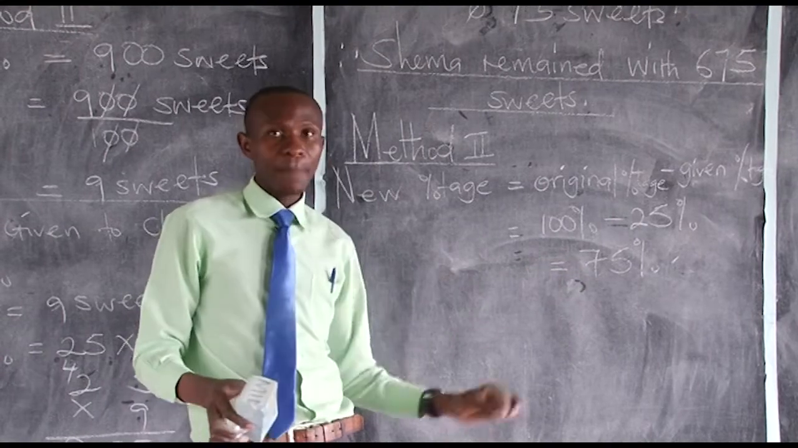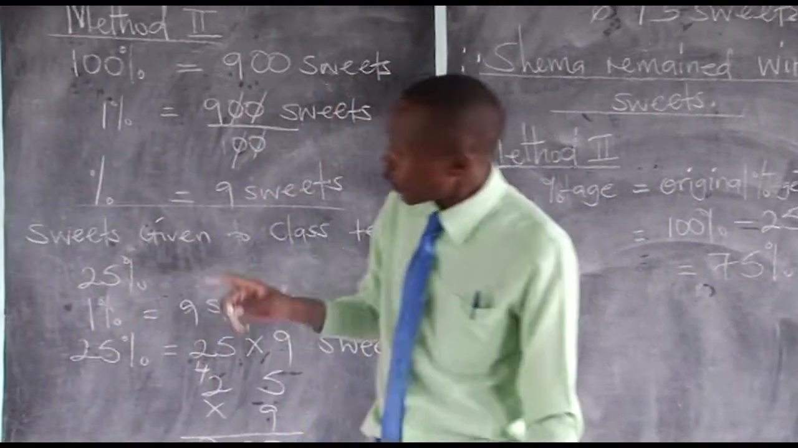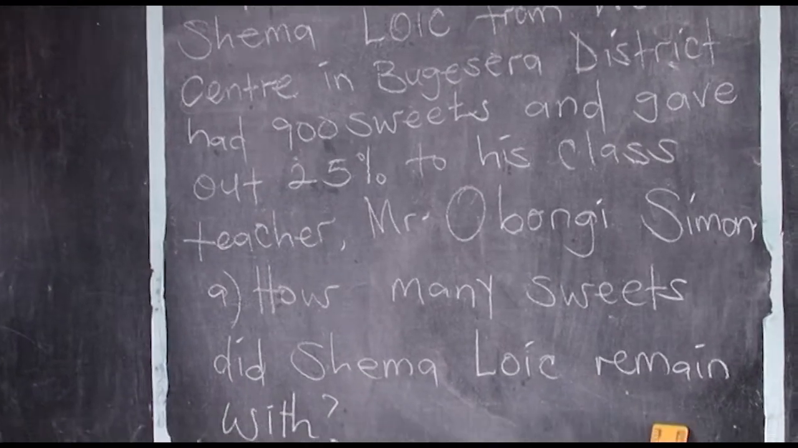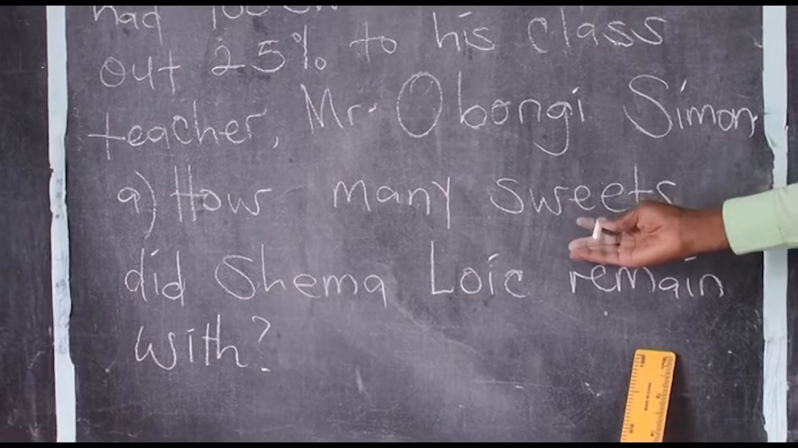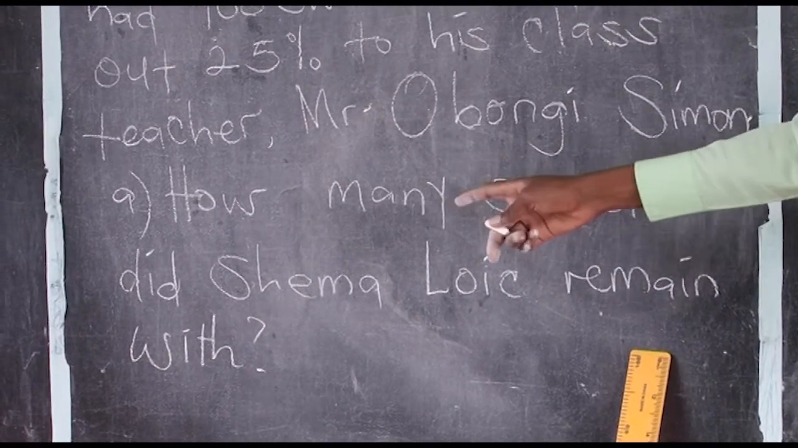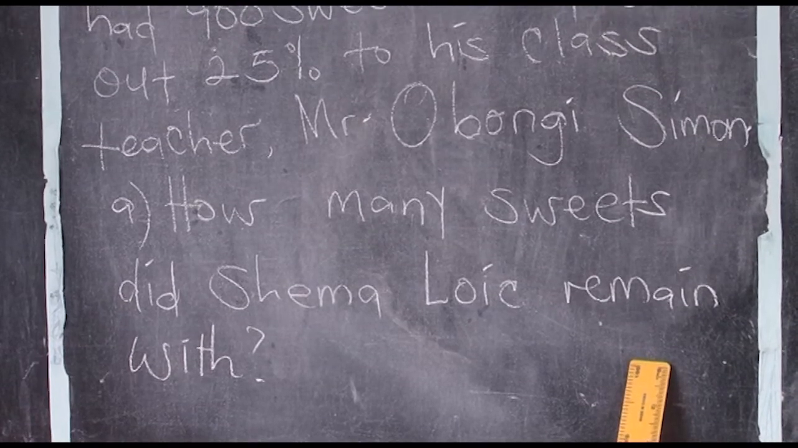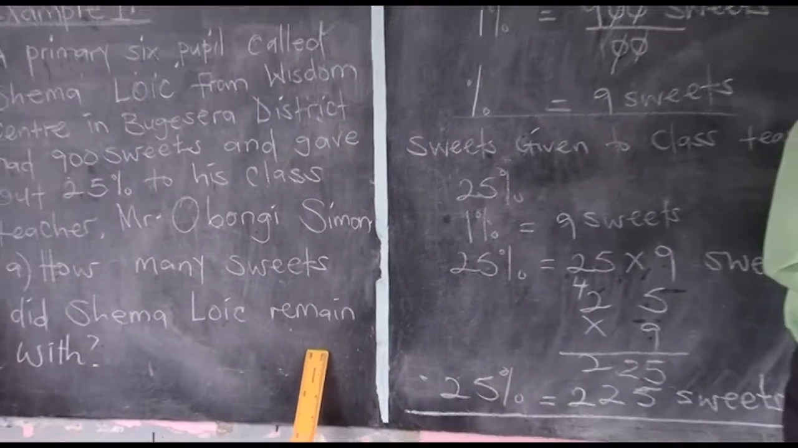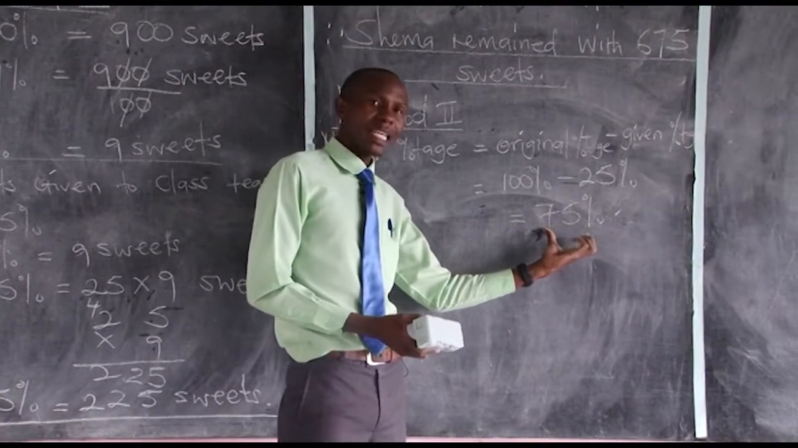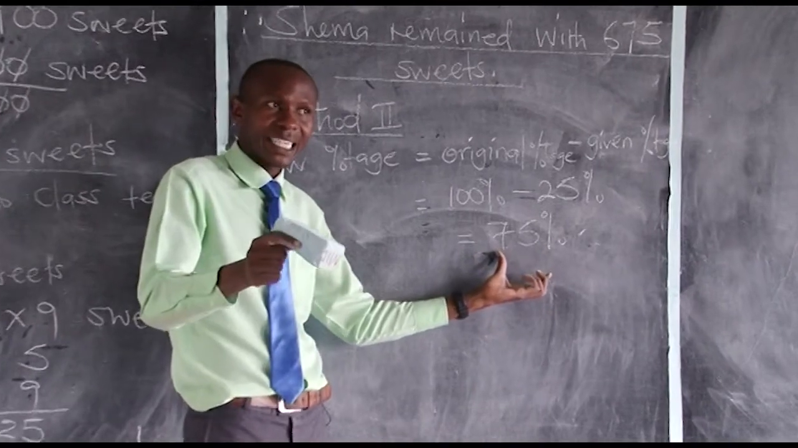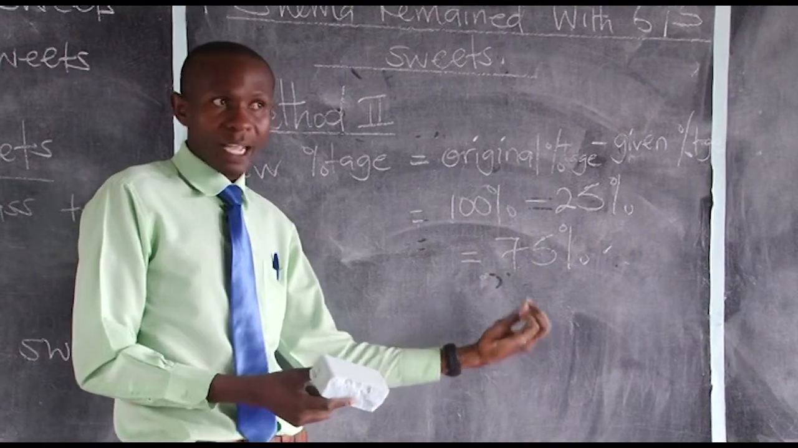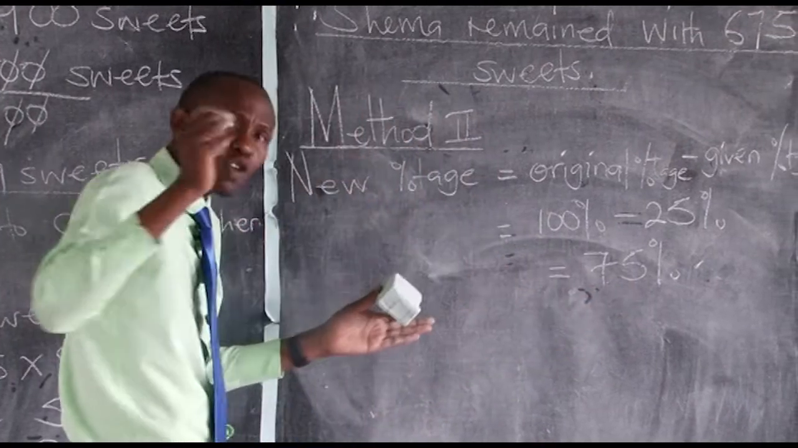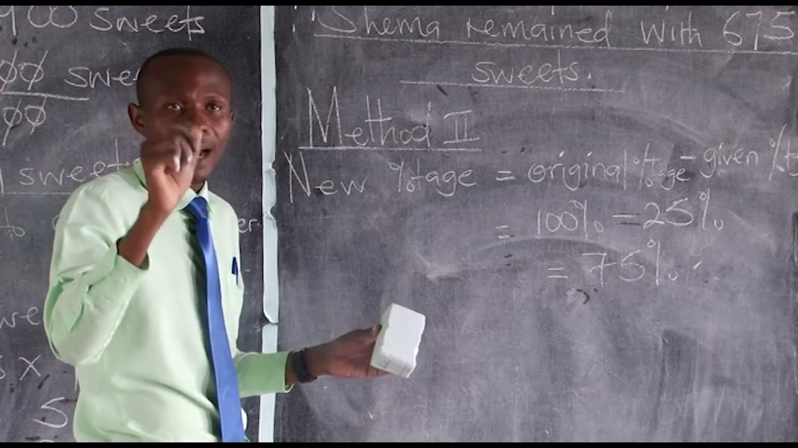And if this is the percentage he remained with, question A was saying, how many sweets did Shema Royik remain with? You can see the question clearly here. So after discovering that the original percentage was 100, take away 25%, at the end of it all we come out with 75%. That is now the new percentage. After him giving out, this is what he remained with. What followed there? We shall now find the number of sweets that Shema Royik is now having at this time.